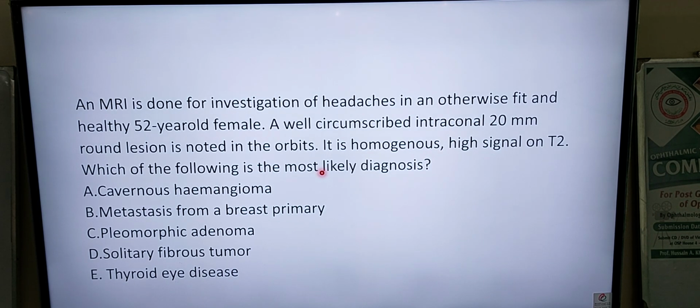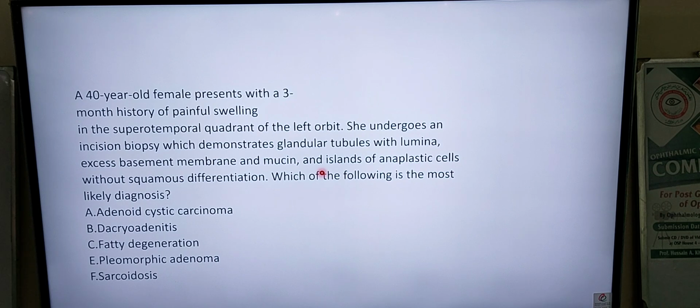Solitary fibrous tumor is a very rare tumor. It is not homogeneous, it is heterogeneous on imaging, while in the scenario the lesion is homogeneous. Thyroid eye disease is not possible.